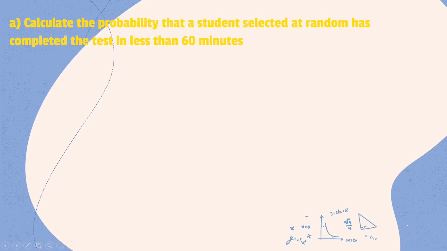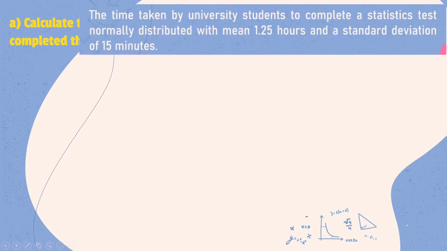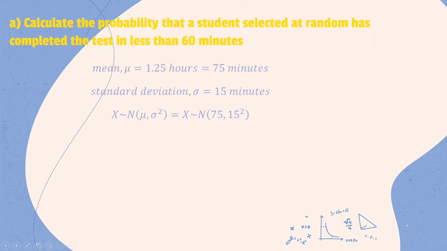For A, we know that we're going to use a normal distribution because the question stated that it is normally distributed with mean 1.25 hours and standard deviation of 15 minutes. So we can use those numbers in our answer, which is mean, mu, equal to 1.25 hours, and converting it to minutes, 75 minutes, and standard deviation, sigma, equal to 15 minutes. And then we're going to use the normal distribution formula, which is random variable X distributed normally with mean 75 and sigma squared, which is 15 squared.